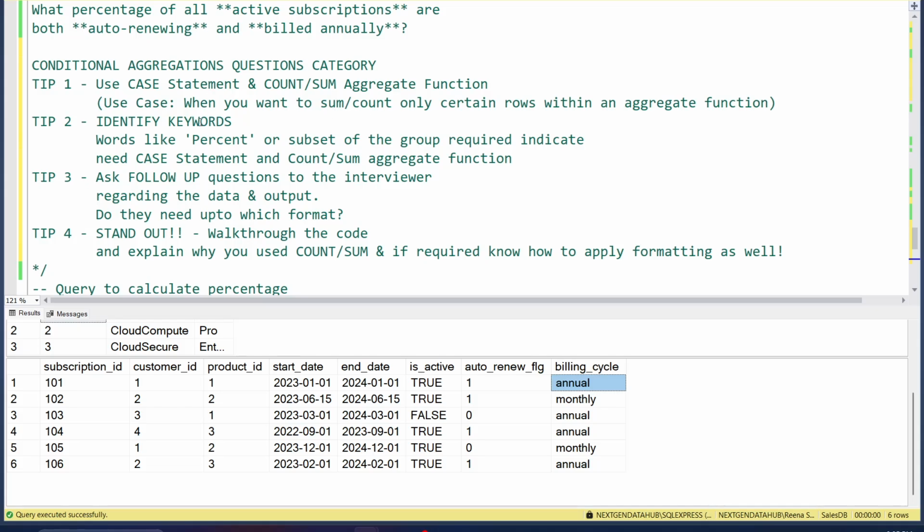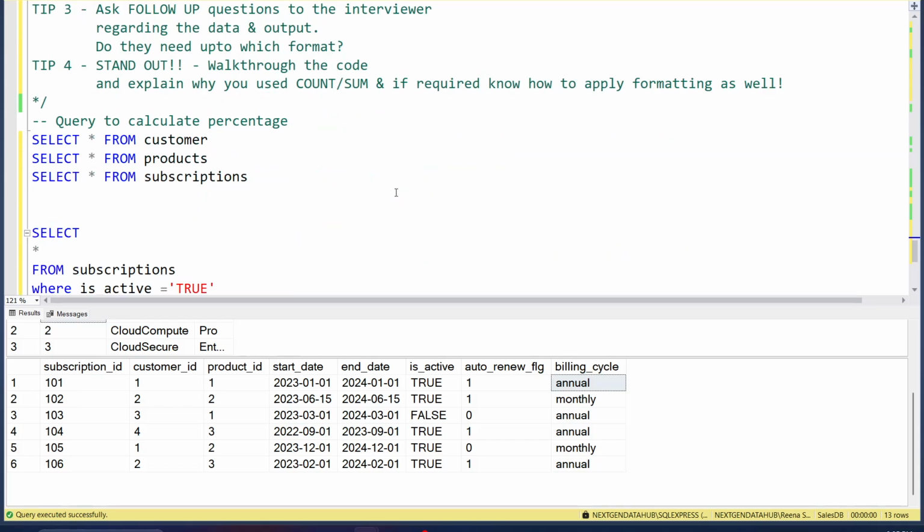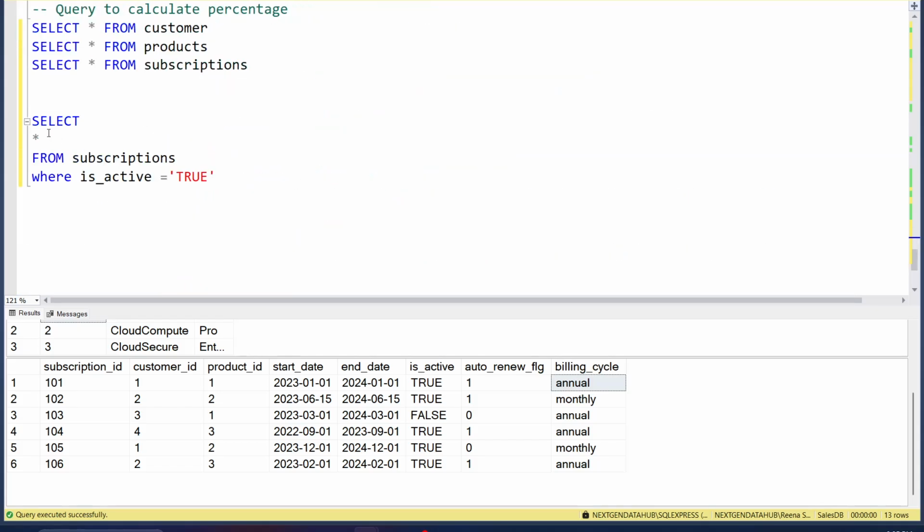So that's why it falls under the conditional aggregation question category. Okay, so generally you need to look at words like percentage or subset of the group. That will help you indicate whether we need to use a case statement and a count or a sum aggregate function in that particular question.